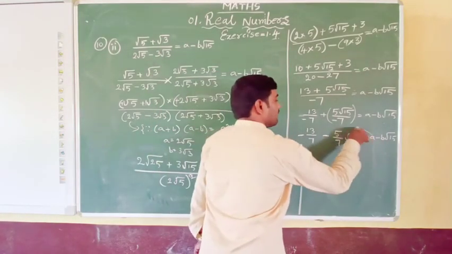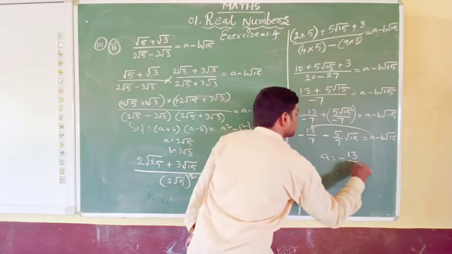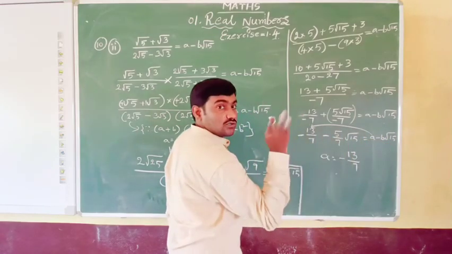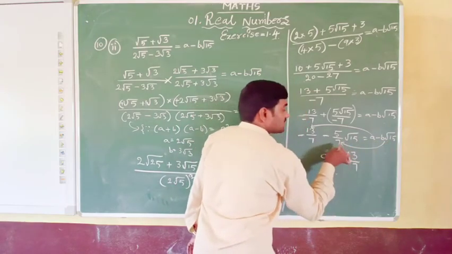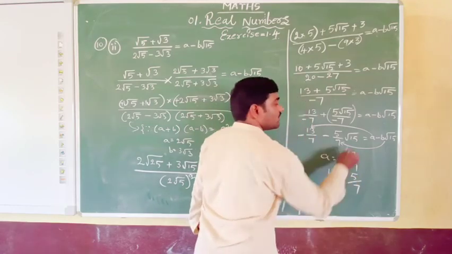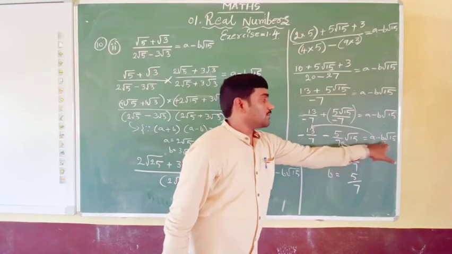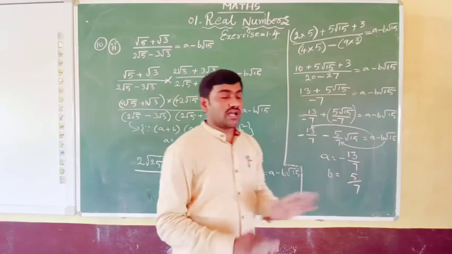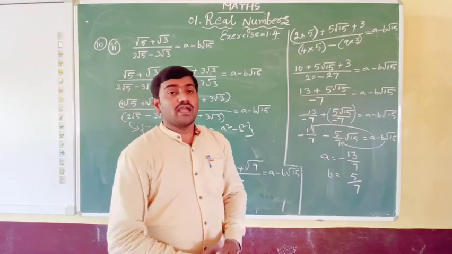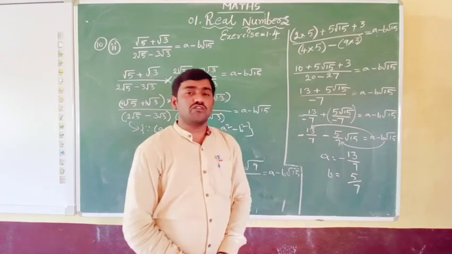See that in the place of a, what is there here? In the place of a, there is minus 13 by 7. See, here there is a minus, here there is a minus. So minus and minus are balanced. And in the place of b, what is there? There is 5 by 7. Root 15 and root 15 are also balanced. So a value is minus 13 by 7, b value is 5 by 7. And a and b here are both rational numbers, only a is a negative rational number and b is a positive rational number.